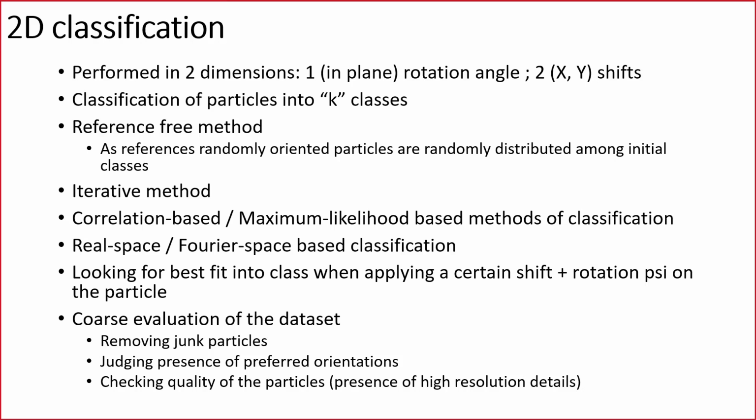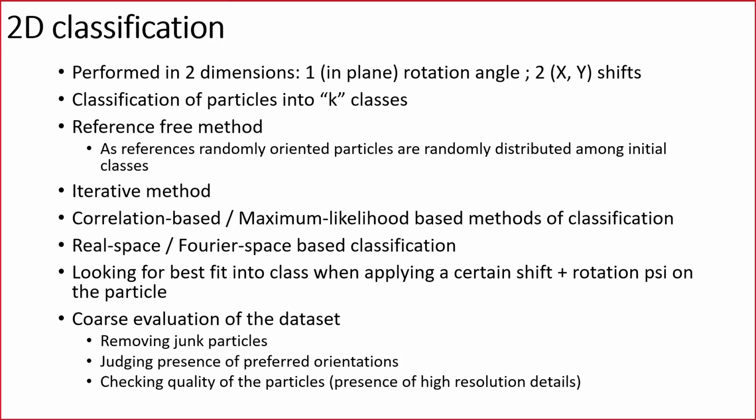Nowadays, this is a reference-free method, in contrast with 3D classification or 3D refinement, because they found that we can generate the references out from the data very easily. We just randomly distribute all our particles into k classes with random orientations. We make an initial average of them, and then we are classifying our particles against these classes. It is an iterative method.